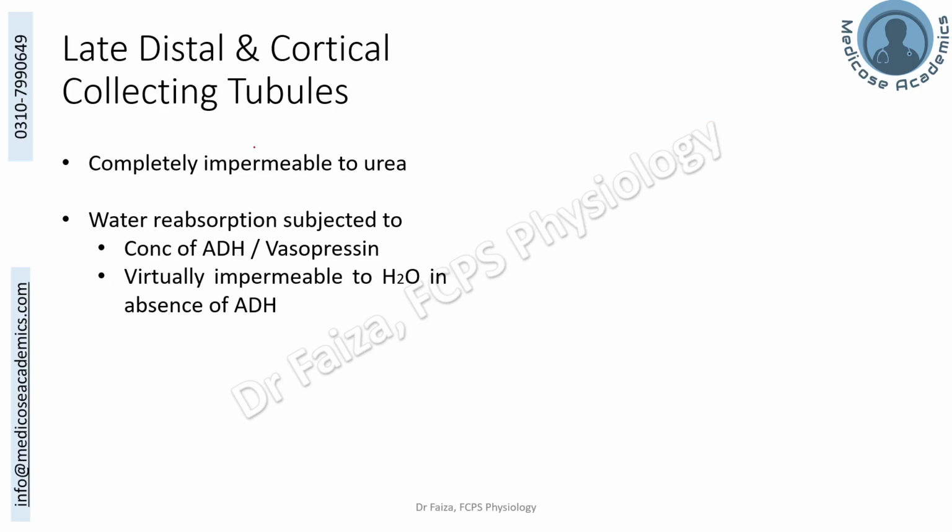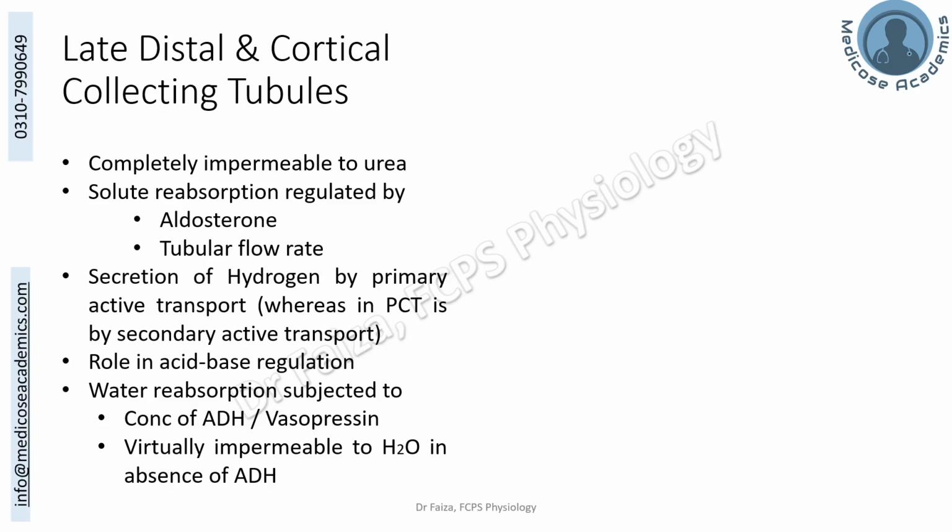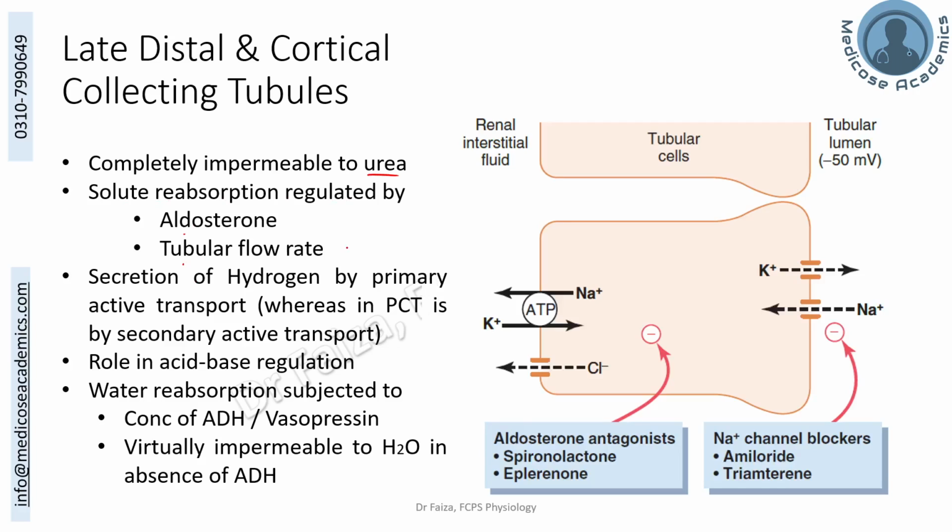These segments are completely impermeable to urea. Water reabsorption is subjected to the presence of antidiuretic hormone. In the absence of ADH, they may become completely impermeable to water. They are also completely impermeable to urea, especially the cortical collecting tubular segment. The solute reabsorption here is regulated by aldosterone and tubular flow rate. Secretion of hydrogen ions is occurring by the primary active transport mechanism, and water reabsorption is subjected to the availability of ADH. This is the summary of reabsorption across the late distal tubule and cortical collecting tubule.